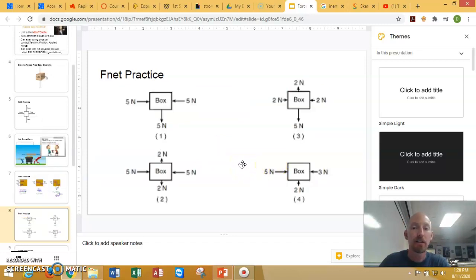Here's F-net practice. Can you get the net force acting on this box? This is box 1. Go. Here's box 2. Can you get the net force acting on this box? Do it. Go. Box 3. Net force. What is it? Box 4. Net force. Go.